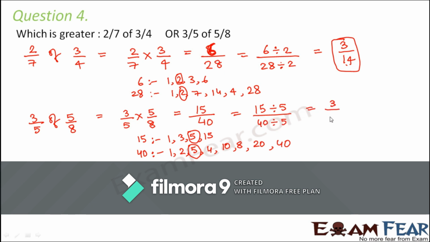So this would be 3, and 40 divided by 5 would be 8. So this value would be 3 by 8. So now basically we have to determine whether 3 by 14 is greater or 3 by 8 is greater. Now when you compare these two, you see that these are unlike fractions, that is, they have different denominators. So what we need to do? We need to ensure that we convert them into such fractions such that they both have same denominators.